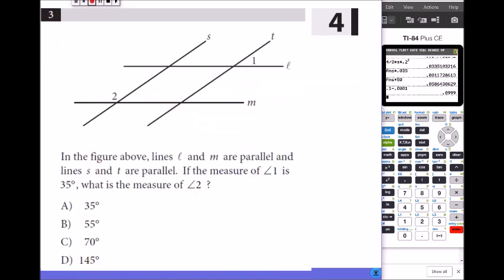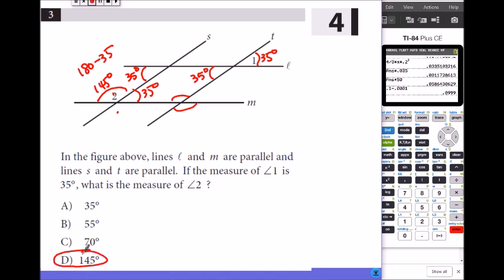In the figure above, lines L and M are parallel, and lines S and T are also parallel. If angle 1 is 35, then what is the measure of angle 2? So if this is 35, this is 35 because of vertical angles. And if this is 35, this is 35 because they are corresponding angles. And this will be alternate interior angles, so 35. So there are only 2 angle measures, either 35 or 180 minus 35, because it's a linear pair. So 145. It's either 145 or 35, so it has to be D.